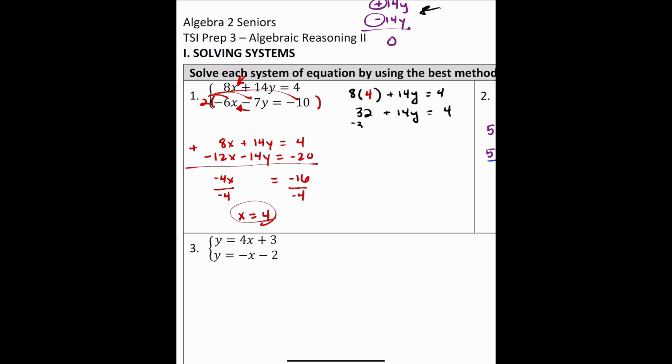And I'm going to go ahead and subtract both sides by 32. So I have 14y equals negative 28. And if I divide both sides by 14, then y is equal to negative 2. So to basically create my final answer, it should be in an ordered pair, so it's going to be 4, comma negative 2. That's your answer.